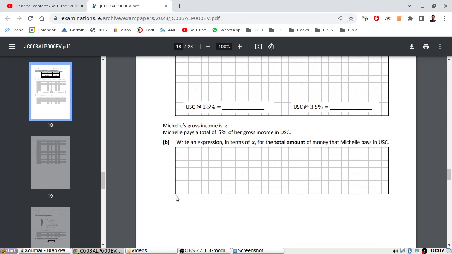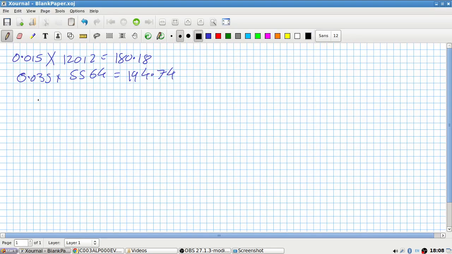Michelle's gross income is X. Michelle pays a total of 5% of her gross income in USC. Write an expression in terms of X for the total amount of money that Michelle pays in USC. It's a pretty hard question. So she gets X income and she pays 5% of her income in USC. Well, if it's just 5%, it'll just be 0.05 times X.